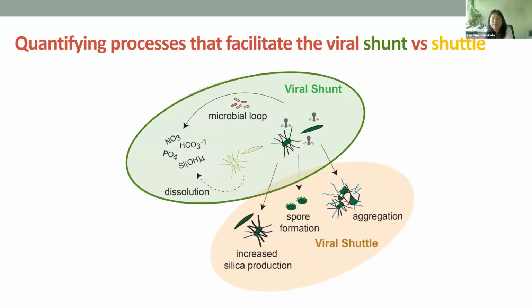In terms of looking at aspects that stimulate the viral shunt, we've been focused mostly on the impact of viral infection on the microbial loop. And so bacteria are responsible, as we saw in Debbie's previous talk, looking at the ability of viral lysates to support secondary production by bacteria.